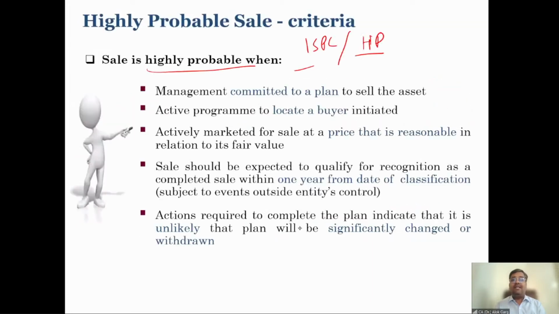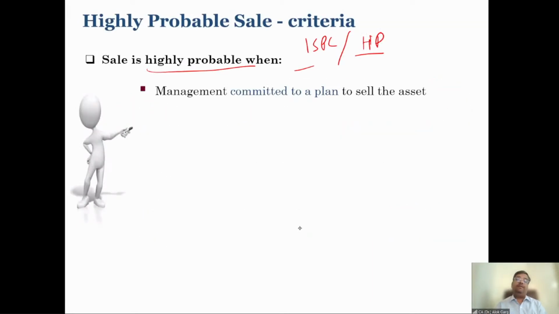Okay. Now let's discuss the HP. So friends, for classifying a non-current asset or disposal group as held for sale under Ind AS 105, two conditions must be met. First, available for immediate sale in present condition. In present condition is very important. And second, the sale is highly probable.